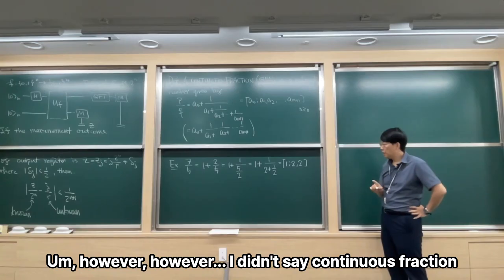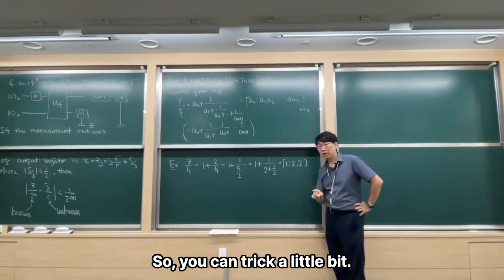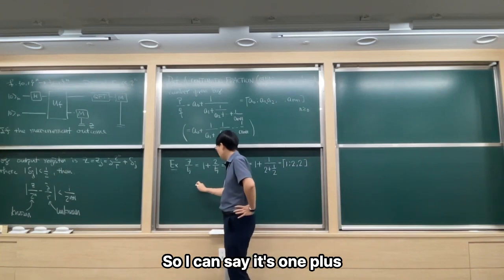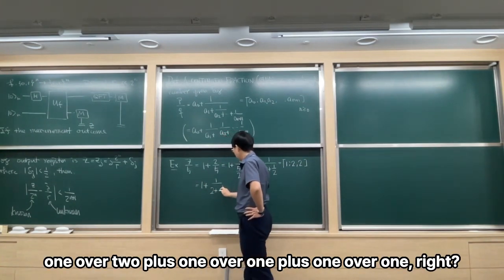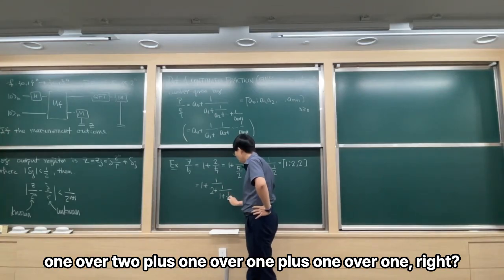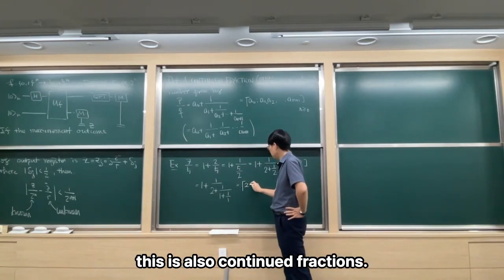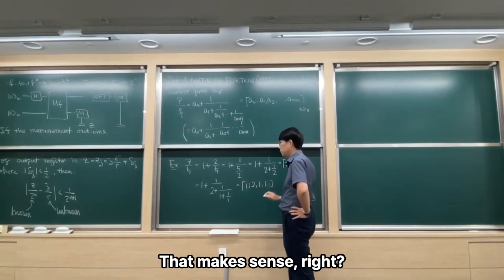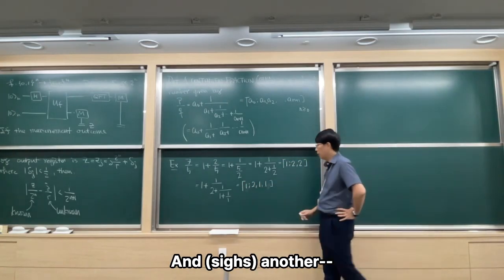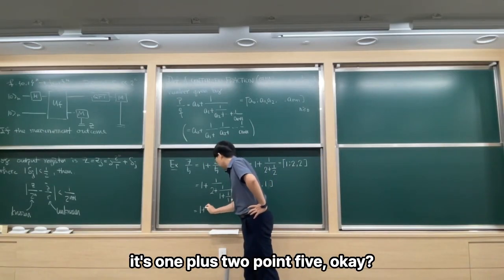However, I didn't say a continued fraction has a unique expression. So you can trick a little bit. I can say it's 1 plus 1 over 2 plus 1 over 1 plus 1 over 1, right? So I can still say this is also a continued fraction. So 1, 2, 1, 1. That makes sense, right? And even another way of writing this is 1 plus 2.5.